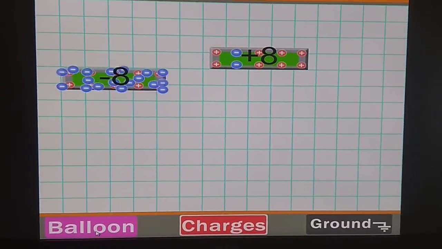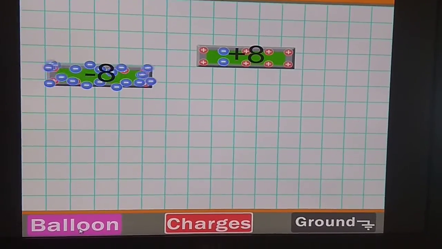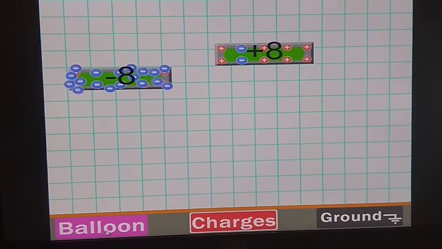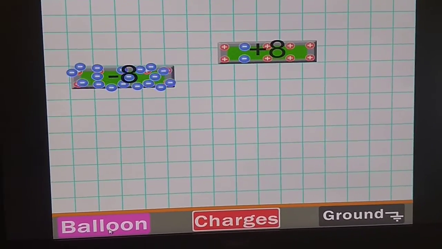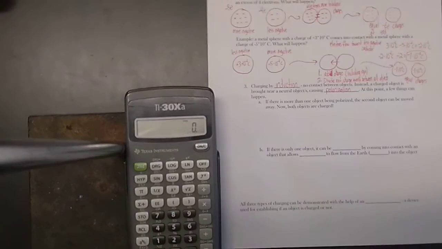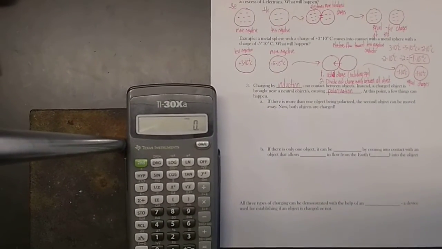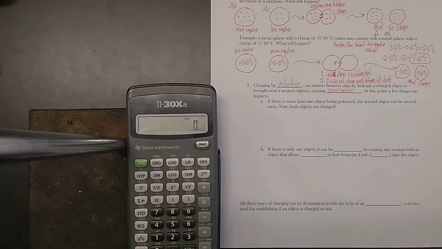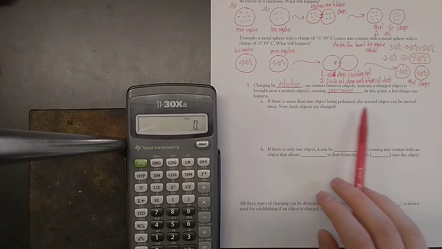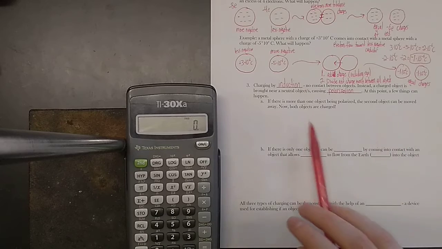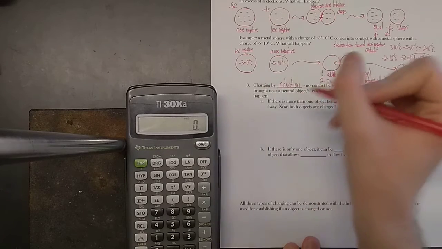Now remember, we started with two neutral objects. Now what we have is one negative and one positive object. That is one example of charging by induction. Let's write down an example of this. So, if there's more than one object being polarized, the second object can be moved away and both objects will be charged. So let's do this.